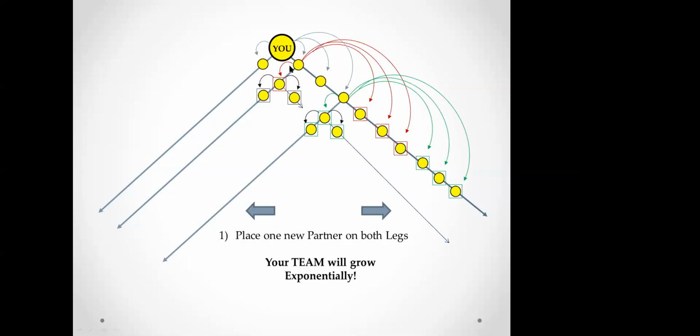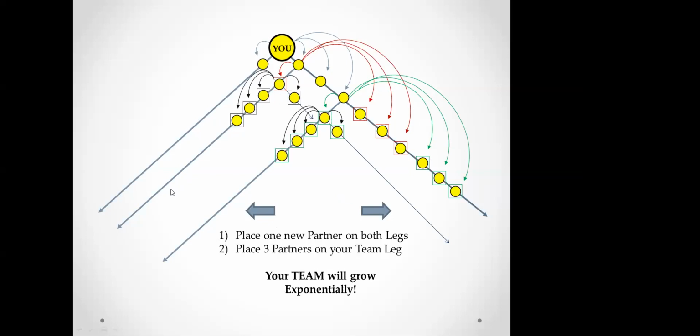Okay, now this person brought in 1, and this person is taught, bring 1 on each side. And now this person is going to be told to put 3 on their team leg. Now, since this is the sponsor who brought this person in, then that means that this is their team leg, and they're going to fill it in. This is their team leg, and they're going to fill it in. This is their team leg, and they're going to fill it in.